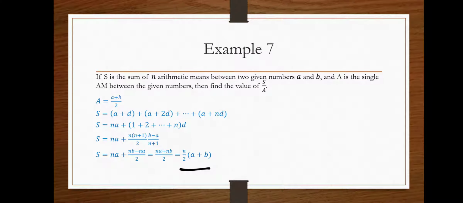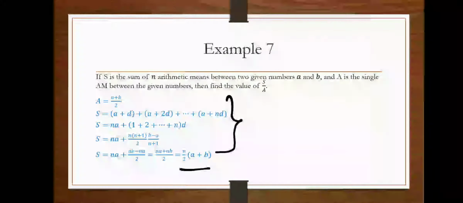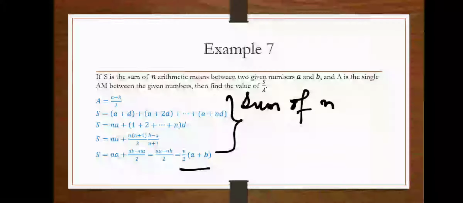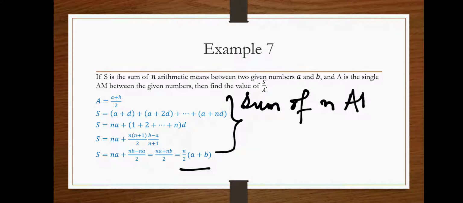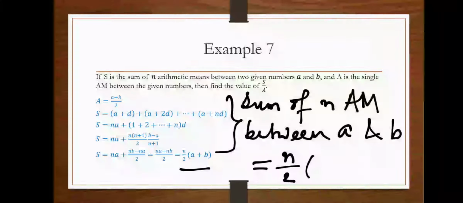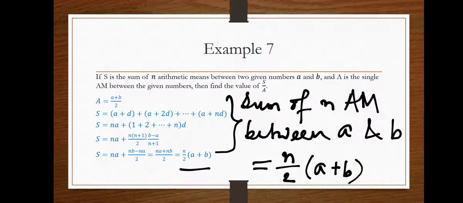So you need not do all these steps. Why? Because these are not necessary. You can directly remember this as a formula. So what is the formula basically? The formula is the sum of n arithmetic means between two numbers a and b, that is equal to n by 2 times (a plus b). So this is a formula. You can just remember it like this.